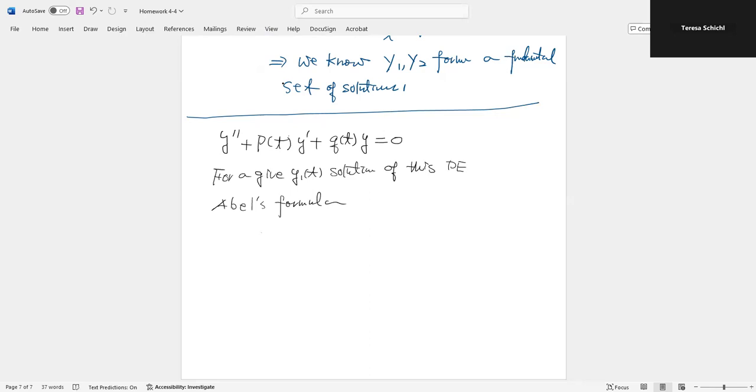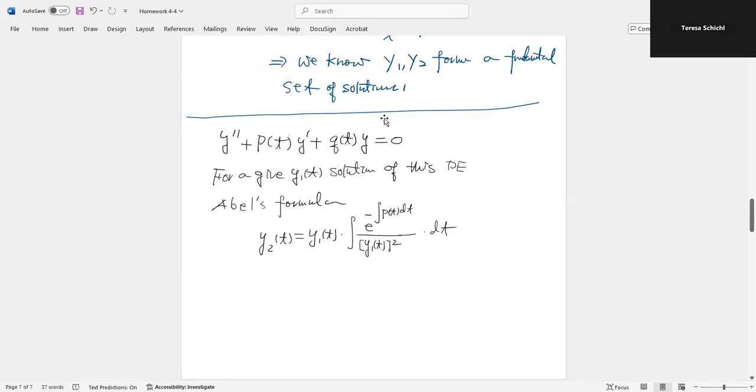According to Abel's formula, the second solution y2(t) will be y1(t) times the integral of e to the integral of negative p(t) dt, divided by y1(t) squared, all integrated with respect to t. This is the formula we're going to use.